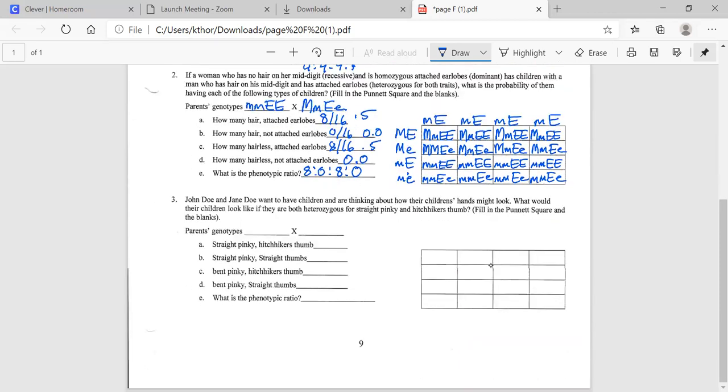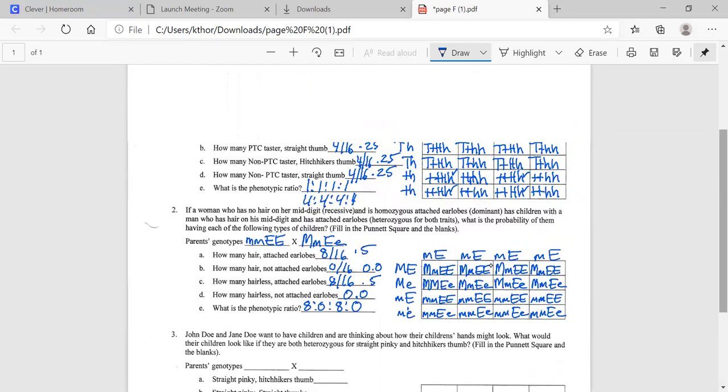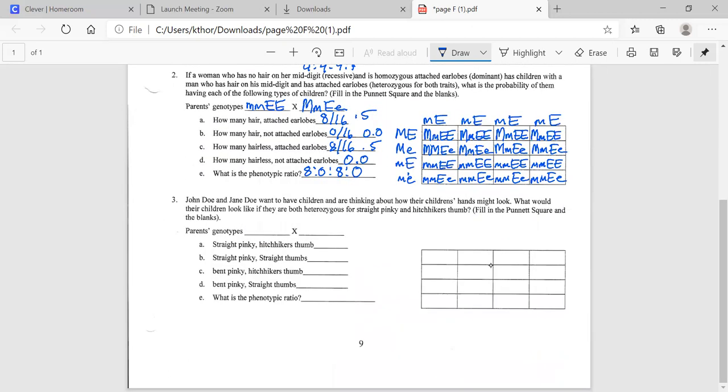Okay, last one. John Doe and Jane Doe want to have children and are thinking about what their children's hands might look like. What would their children look like if they are both heterozygous for straight pinky and hitchhiker's thumb? What do they use for the alleles for pinky? Looks like P, so they're both heterozygous for P. And I believe the thumb is E, right? So I can tell you this one. Here's a little trick. Anytime both parents are heterozygous for both traits, it is going to be a 9 to 3 to 3 to 1 ratio every single time.